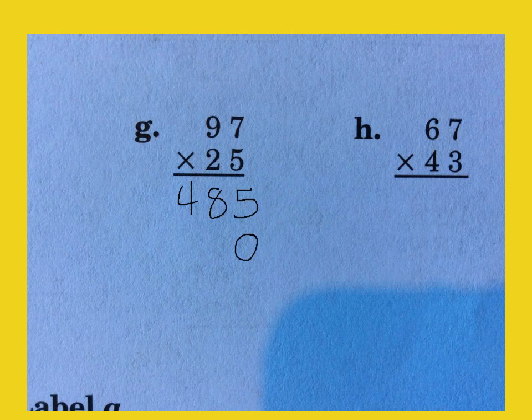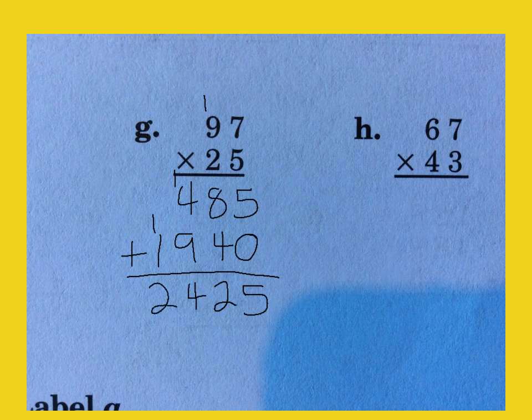Okay, 2 times 7 is 14, so let's put a 4, carry the 1. 2 times 9 is 18, plus the 1 on top would be 19. Let's go ahead and add up our two partial products. 5 plus 0 is 5. 8 plus 4 is 12, carry the 1. 1 plus 4 is 5, plus 9 would be 14, so we carry a 1 again. 1 plus 1 is 2.